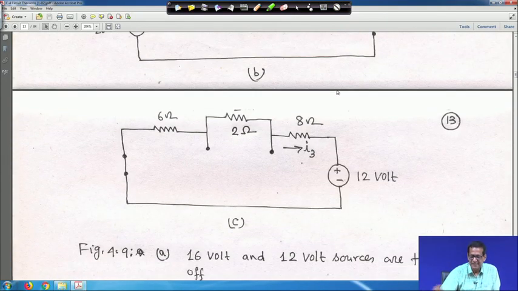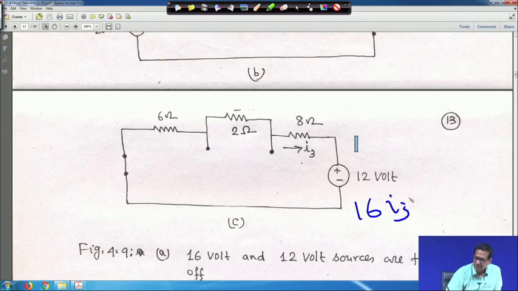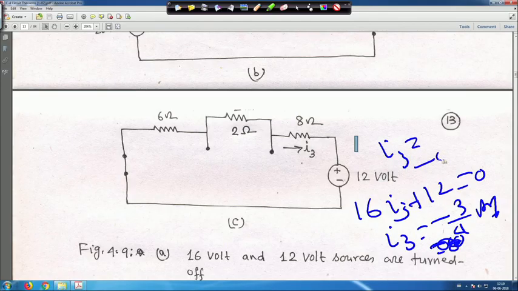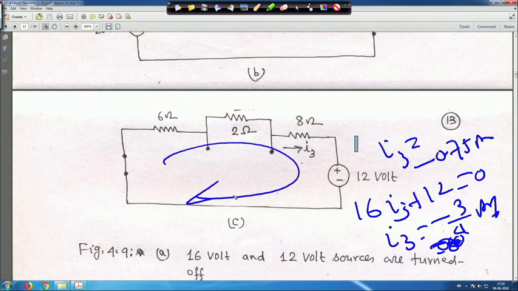In this case, the 16 ohm is in series. So, if you apply KVL, it will be 16 into I 3, then encountering the plus terminal first, 12, is equal to 0. Therefore, I 3 is equal to minus 3 by 4 ampere. So, I 3 is equal to minus 0.75 ampere, because the plus terminal is encountered first when we apply KVL like this. That means, by the superposition theorem, I is equal to I 1 plus I 2 plus I 3.